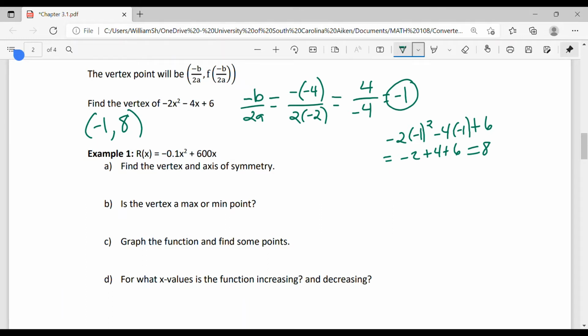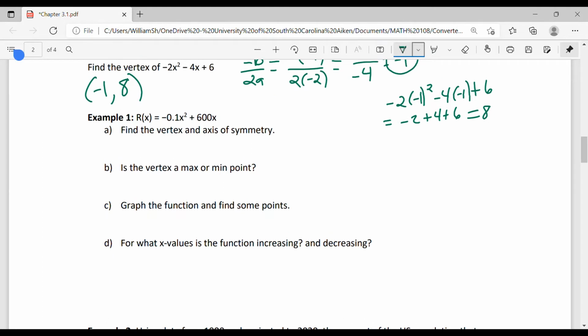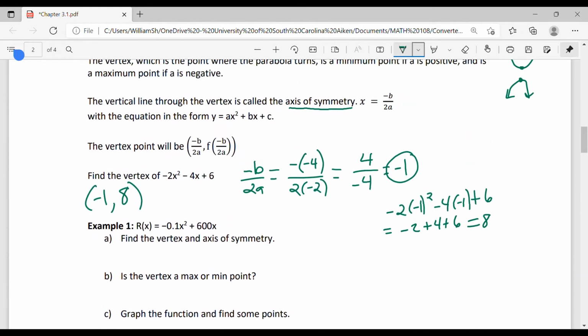So essentially your calculator can find the vertex for you. I will go over this with the TI-84 calculator on another example, but there's a little cheat sheet for you early. Alright, example 1. R of x equals negative 0.1x squared plus 600x. Find the vertex and the axis of symmetry. Okay, now let's review something real quick. The axis of symmetry here is found by the equation x equals negative b over 2a. So essentially it's just your x point and your vertex.